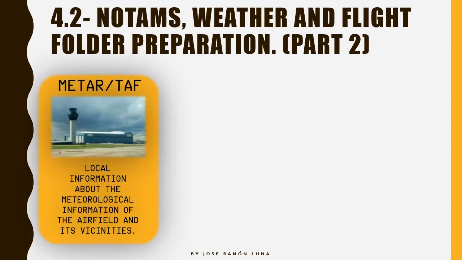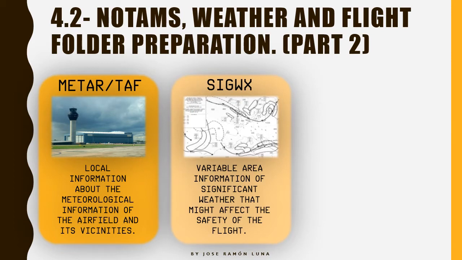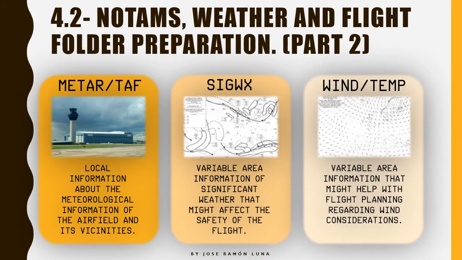The three aeronautical products we'll be using for basic flight planning are METAR and TAF. This is local information about the meteorological conditions of the airfield and its vicinities. The significant weather chart is a wide-area information of significant weather that might affect the safety of the flight. And the last is the wind and temperature charts. It is also a wide-area information that might help with flight planning regarding wind and, for example, temperature considerations.